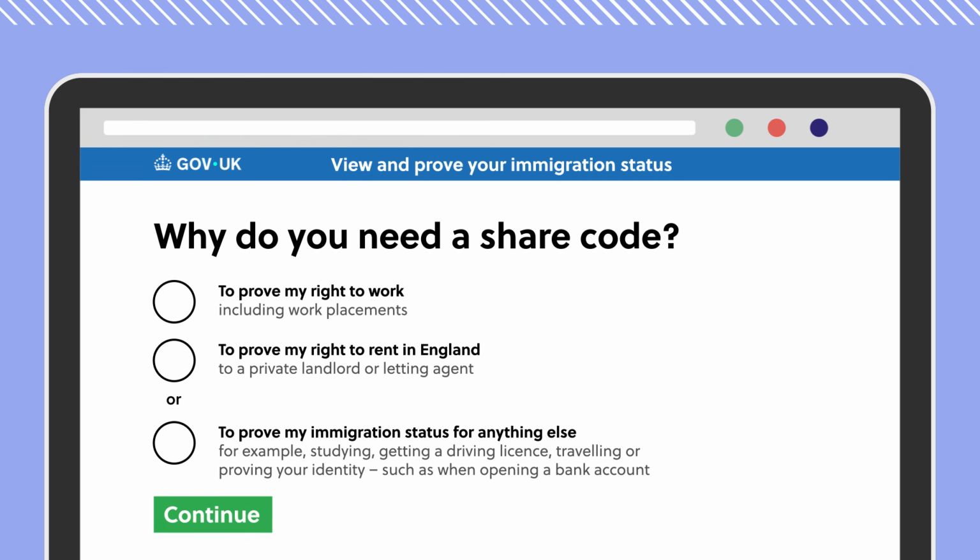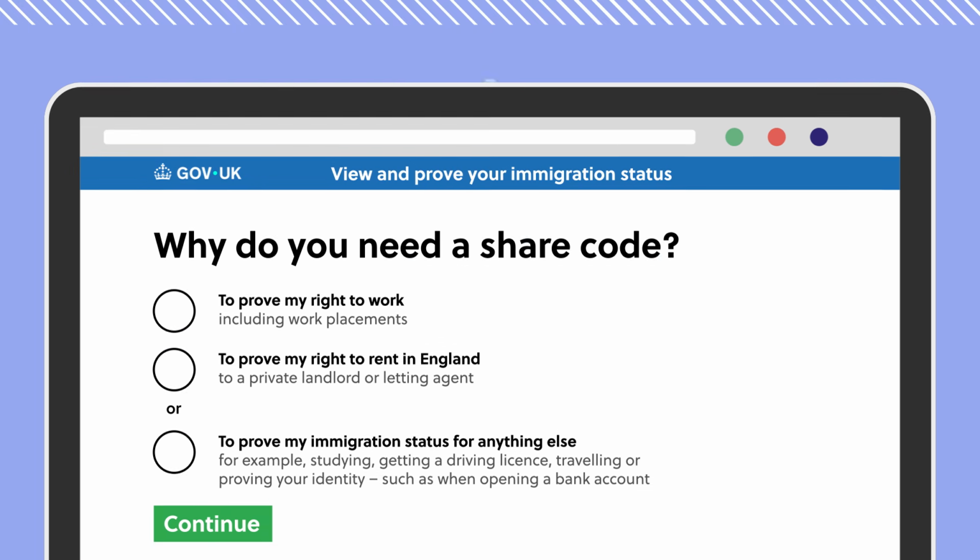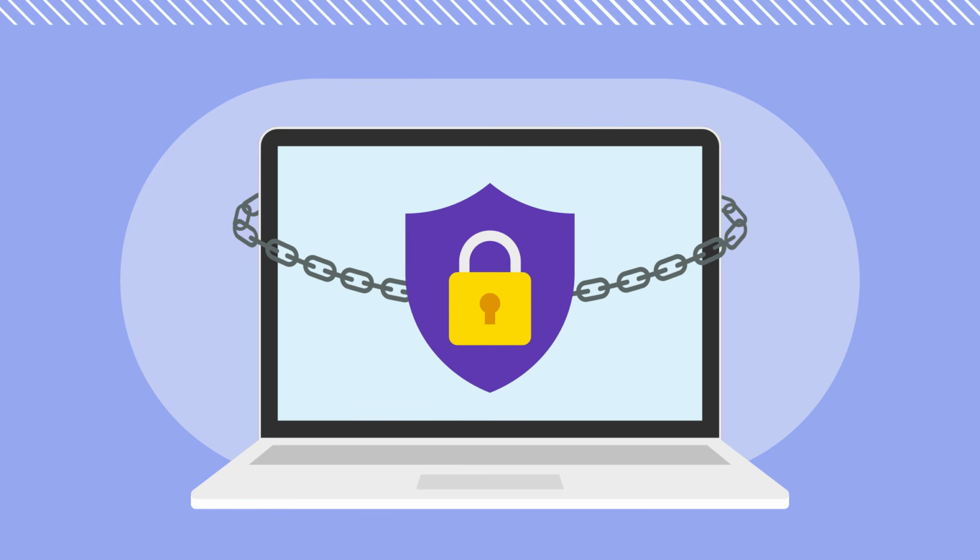For example, a share code to prove your right to work cannot be used for right to rent, study or benefits, or to prove your identity to open a bank account. When you give a share code to an organisation, they can only see the information for that share code. They cannot access your account.